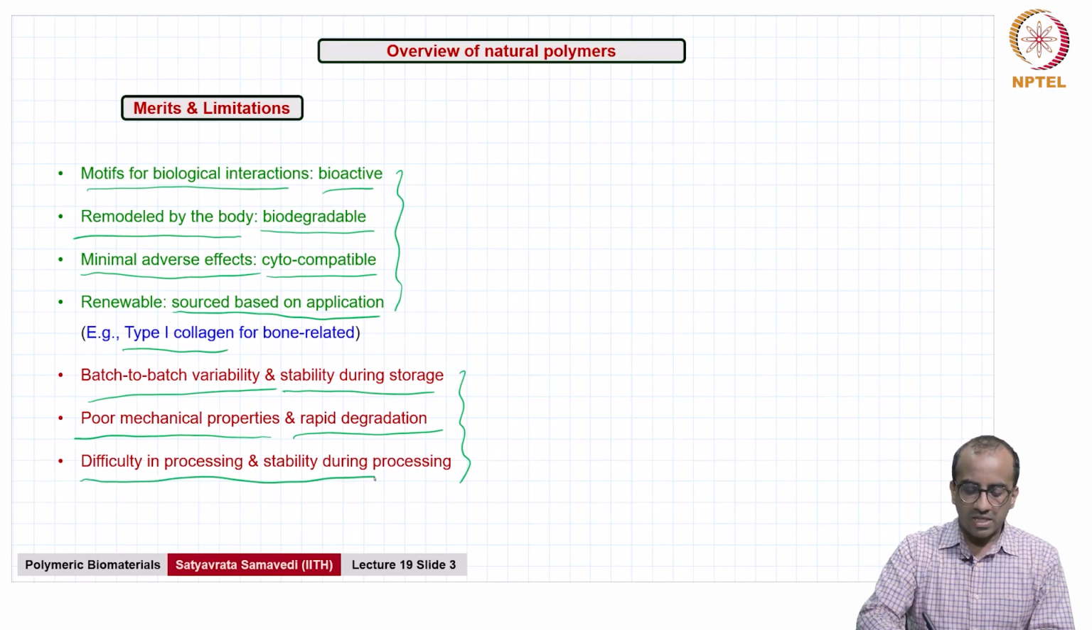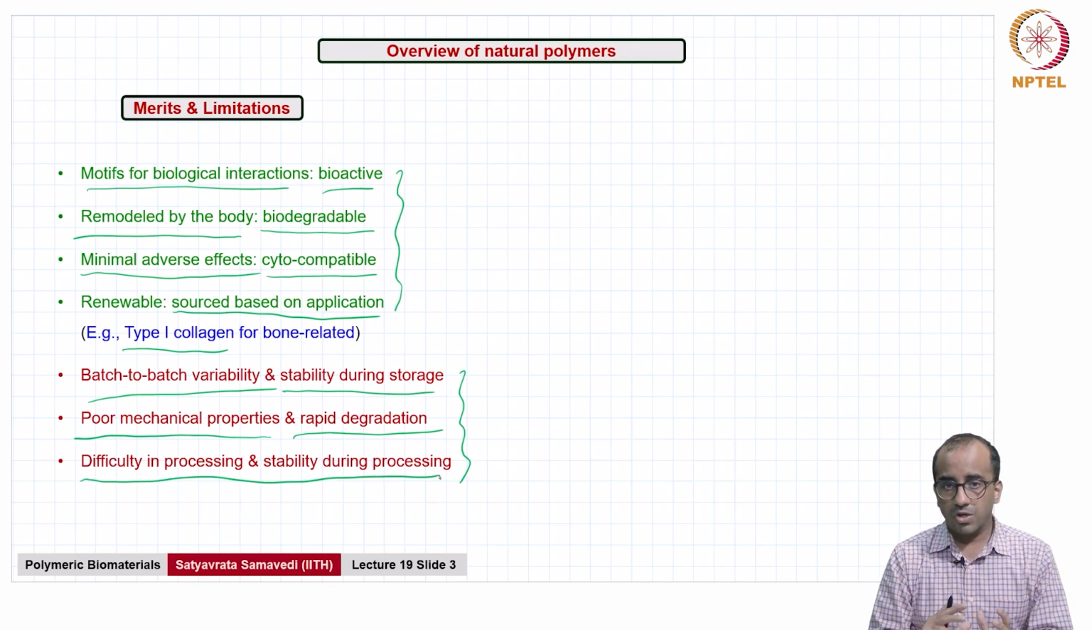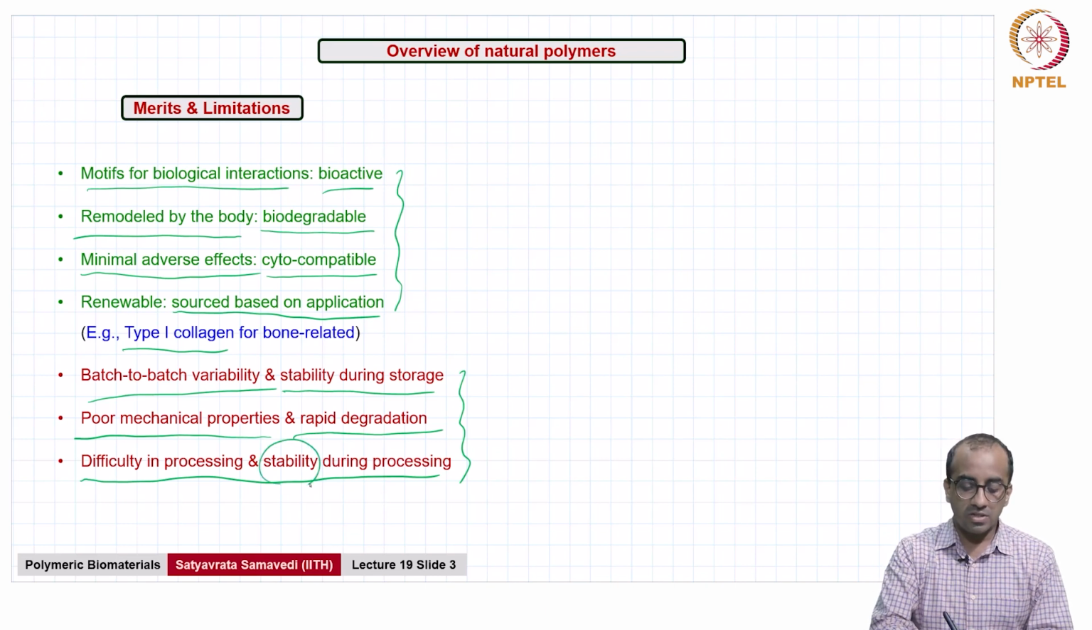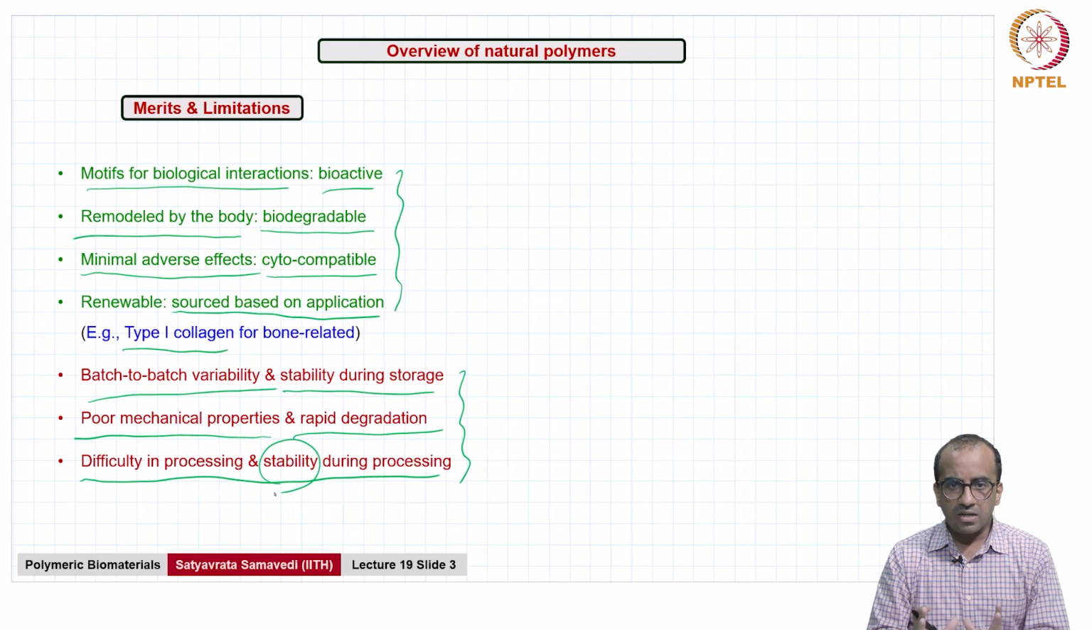Of course, there is difficulty in processing because many of them have charged groups, many of them have conformations, as we will see in proteins, that have to be retained. If the conformation of the protein is lost, then the function of the protein is lost. So, care has to be taken during processing and to ensure that they are also stable during processing. So, these are some aspects of natural biomedical polymers that we have had a chance to see earlier.